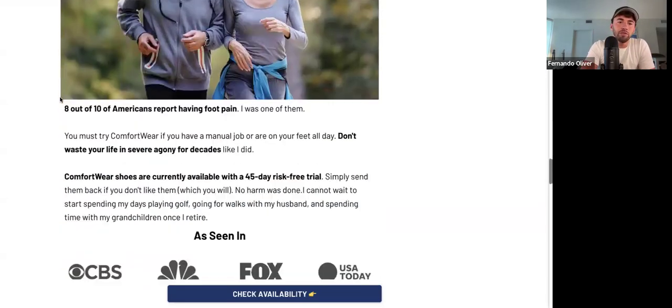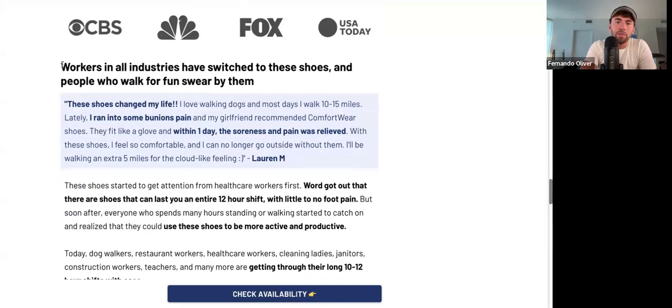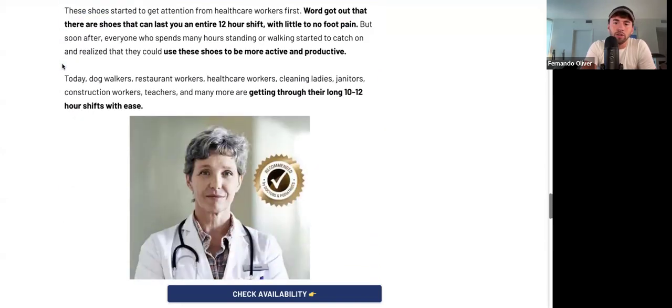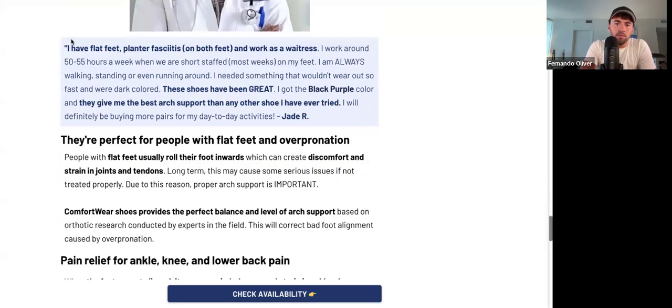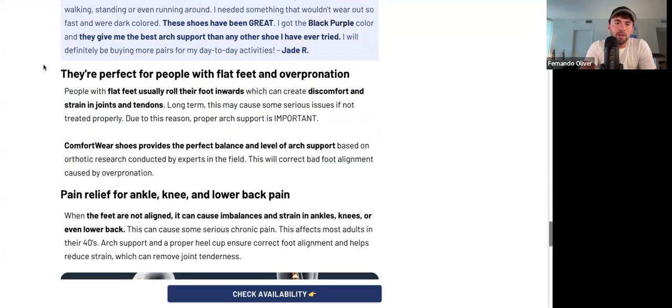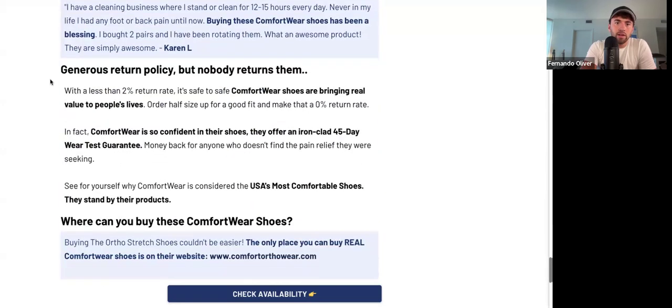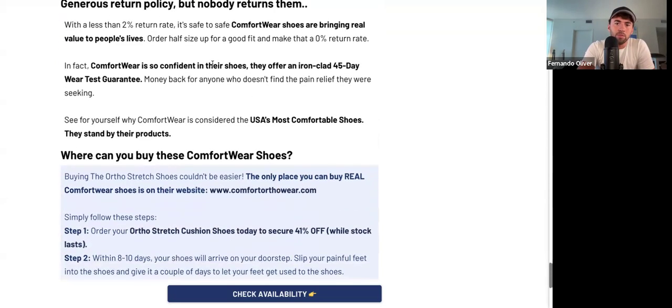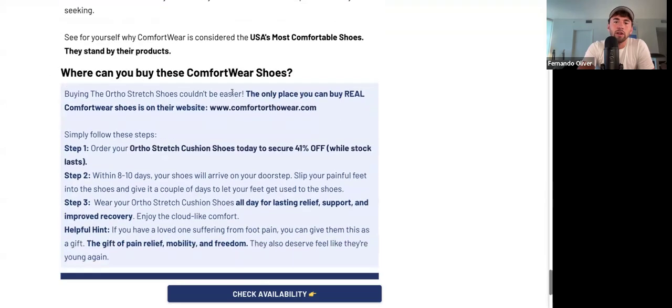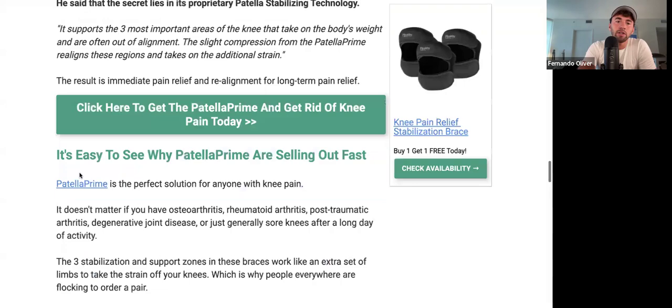And then it's social proof. What kind of people are using it? Nurses, construction workers, more testimonials. And there's the close. So they go into the return policy, less than a 2% return rate. It's pretty much their guarantee right there. And then where can you buy them? The only place you can buy, and this is important, both of these advertorials.